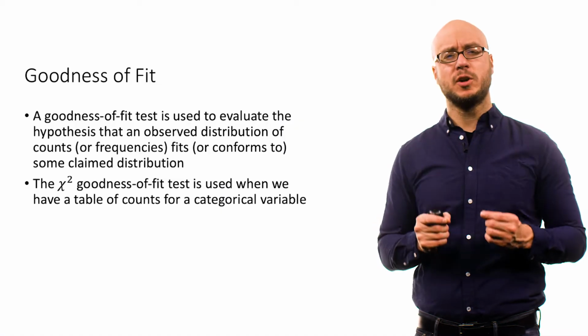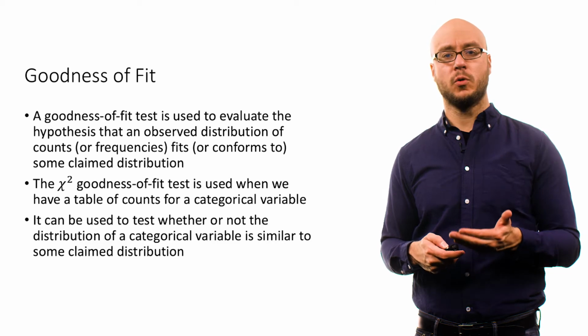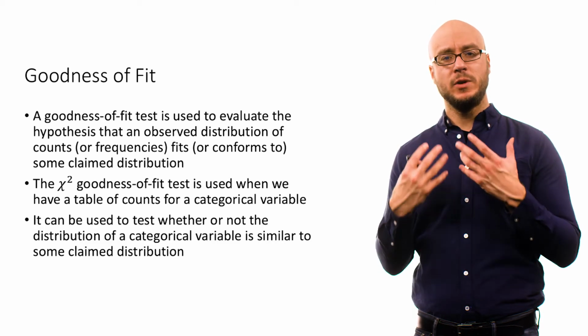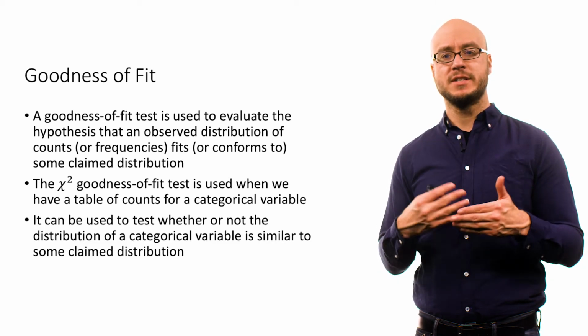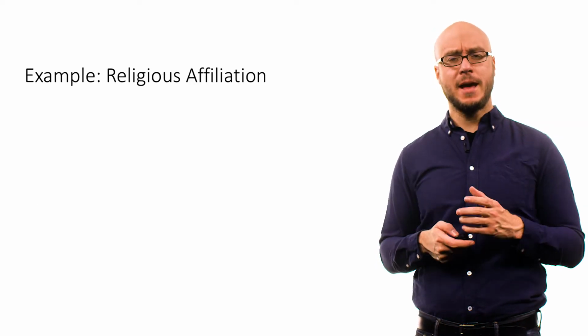So we use the chi-squared goodness of fit test when we have a table of counts for a categorical variable. And the idea is that we can test whether or not the distribution of this categorical variable is similar to some claimed distribution. So let's look at an example.